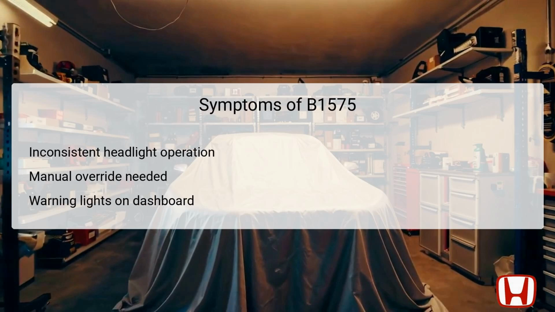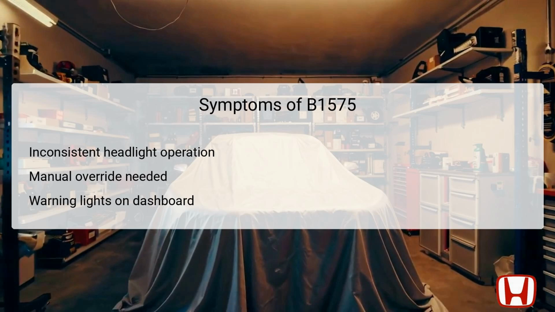Drivers may notice several symptoms related to the DTC B1575. The most common symptom is inconsistent headlight operation, where the automatic lights may either fail to turn on or off as expected. As a result, drivers may find themselves relying on manual override to control their lights, which can be inconvenient and unsafe.